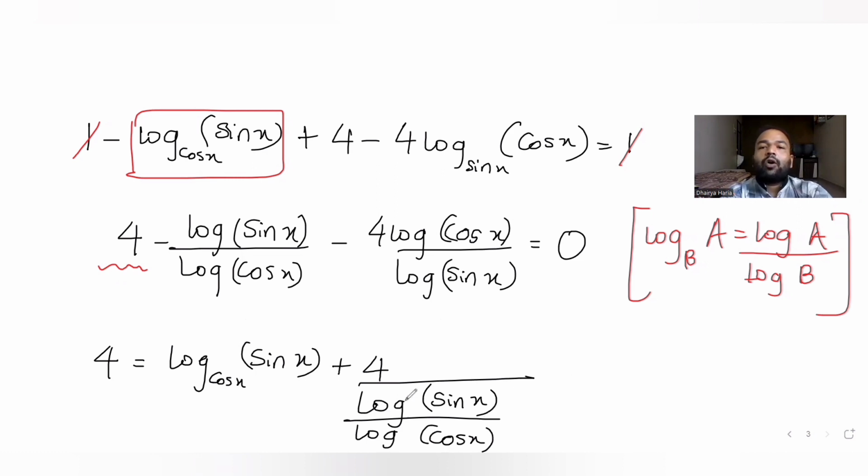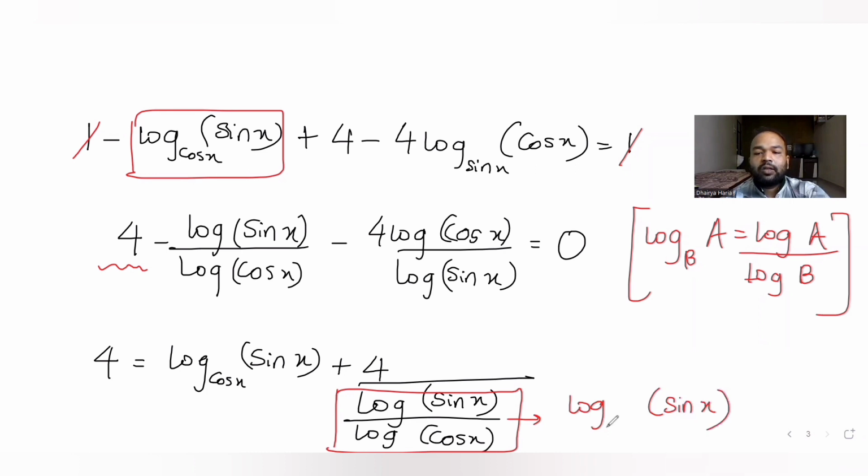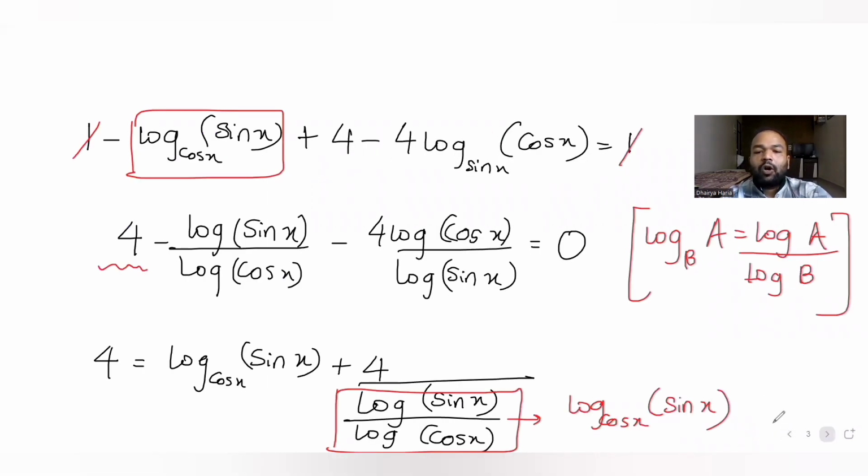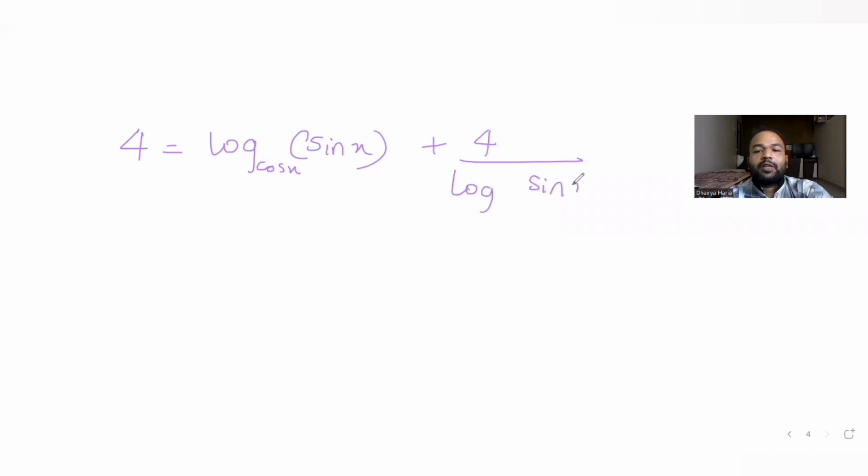So if I'm writing it as log of sin x upon log of cos x, that is in the form of log of a upon log of b, I can write that as log of a to the base b. So now my denominator, I can write that entire thing again as log of sin x to the base cos x. Now if I write it in the other step, 4 is equal to log of sin x to the base cos x plus 4, and further log of sin x to the base cos x.